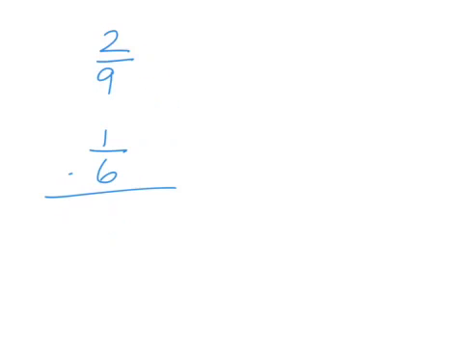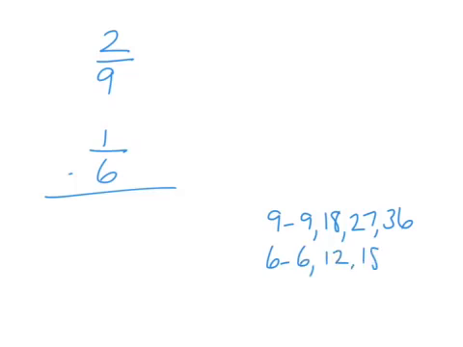So again, I'm going to think about my count bys of 9. 9 times 1 is 9, times 2, times 3, times 4. My count bys of 6: 6, 12, 18. Oh, hey, 18. That's what they have in common. So that is my lowest common denominator.